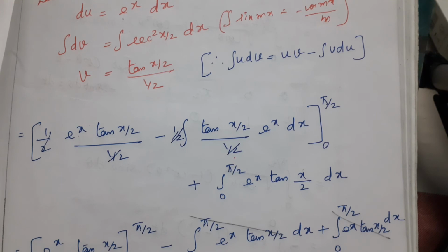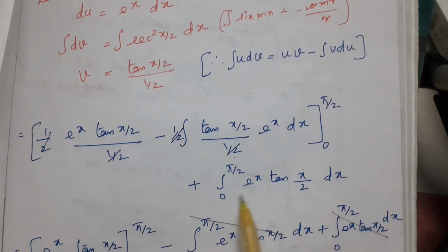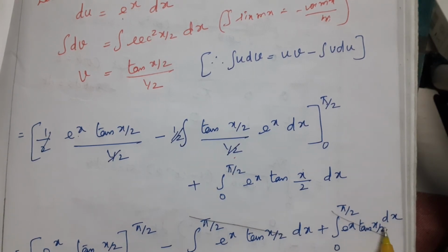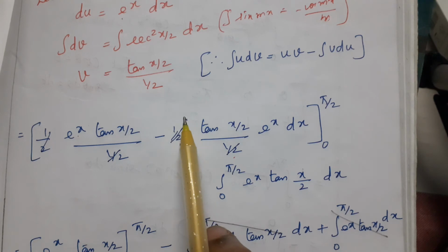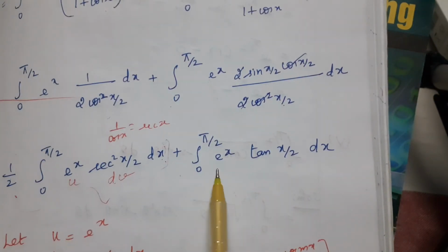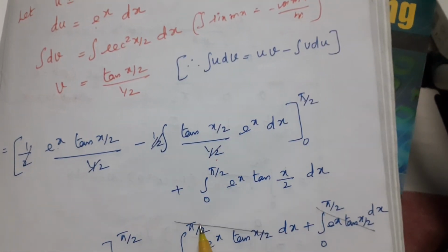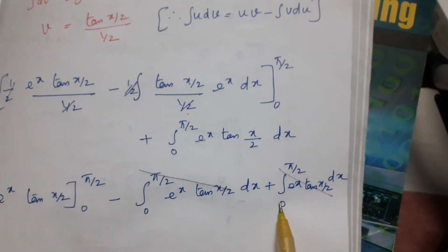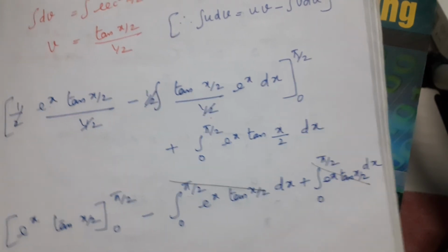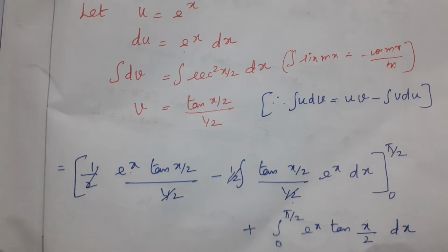Next, minus integral from 0 to pi by 2 of e power x tan x by 2 into dx, plus e power x tan x by 2 into dx. See here, one here and also here, e power x tan x by 2. The second part of the integration we are not touching anything. We simply write integral from 0 to pi by 2 of e power x tan x by 2, plus integral from 0 to pi by 2 of e power x tan x by 2. Easily you can eliminate this one; easily cancel that one.